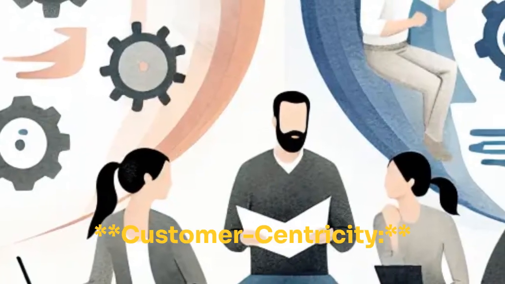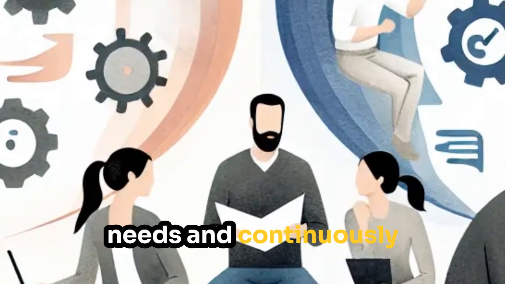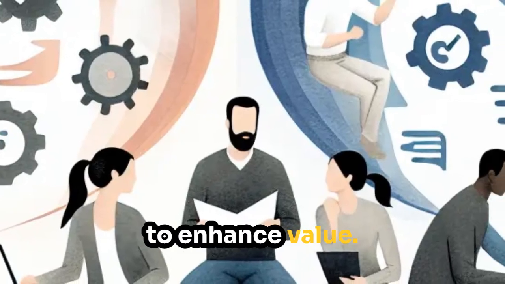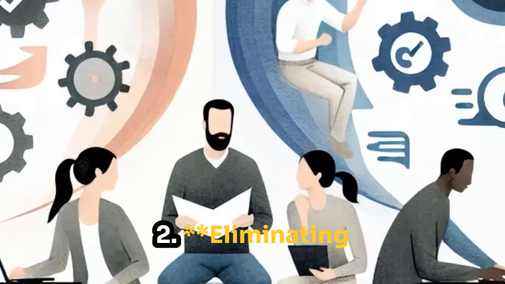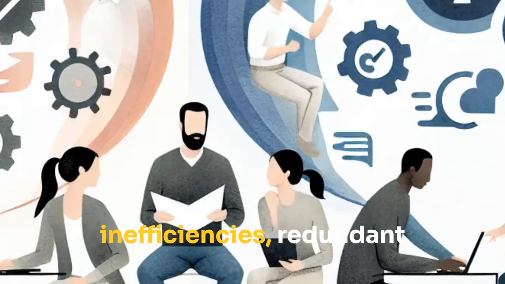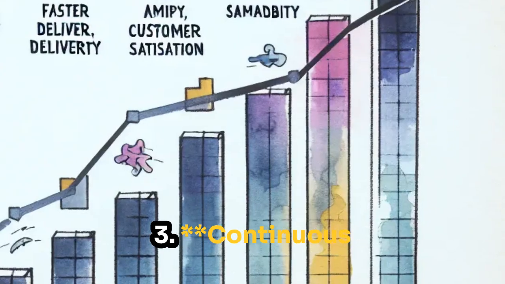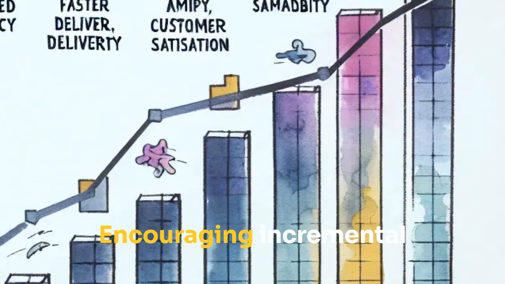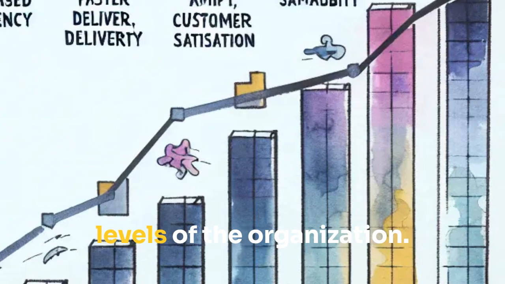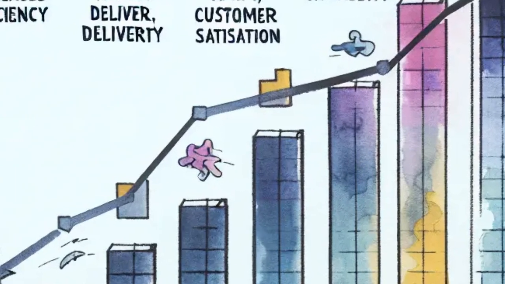1. Customer centricity, prioritizing customer needs and continuously improving processes to enhance value. 2. Eliminating waste, reducing inefficiencies, redundant work, and bottlenecks. 3. Continuous improvement, Kaizen, encouraging incremental improvements at all levels of the organization.